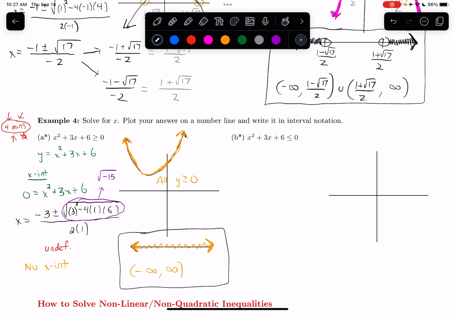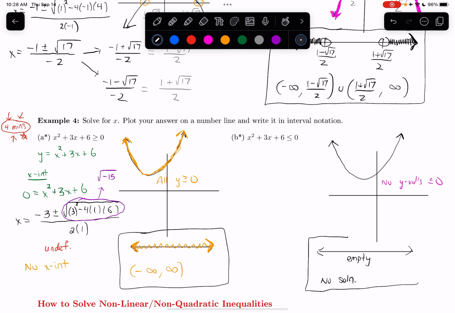So then what about part B? Same function, so I know the graph already. The whole parabola is above the x-axis. But now I want to know when the y values are less than or equal to 0. There are no y values that are less than or equal to 0, so there's nothing to shade. My number line would be empty. So when the problem asks me to solve for x and write it in interval notation, the best I can do is say there's no solution, because there was nothing shaded on my number line to express in interval notation. And there's our answer.